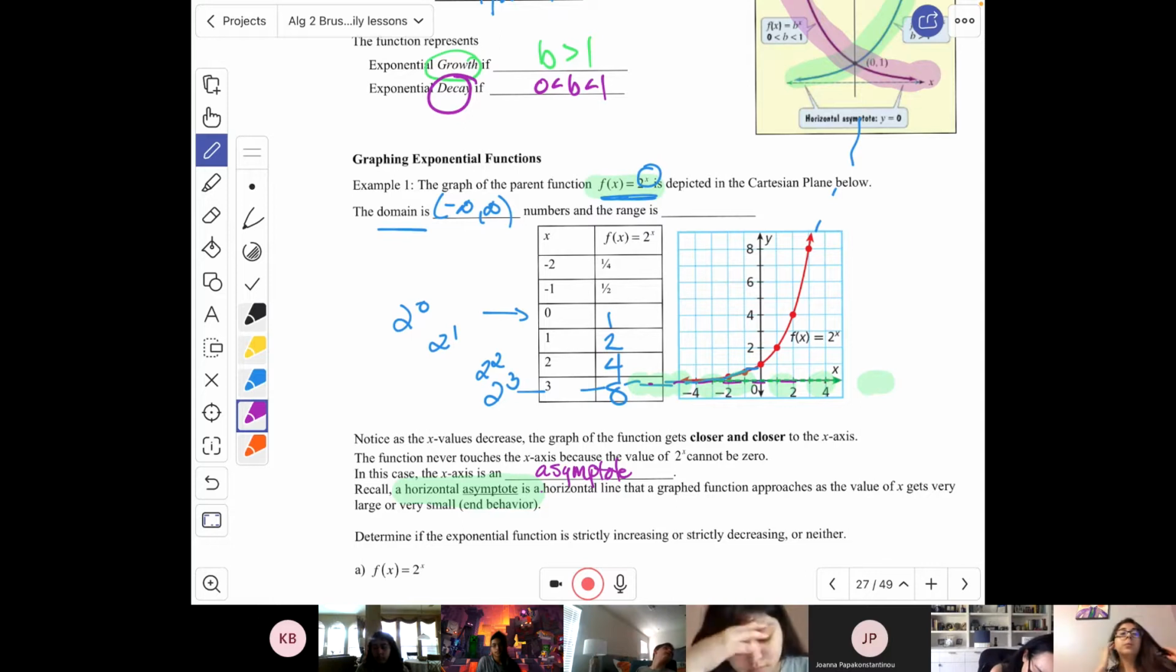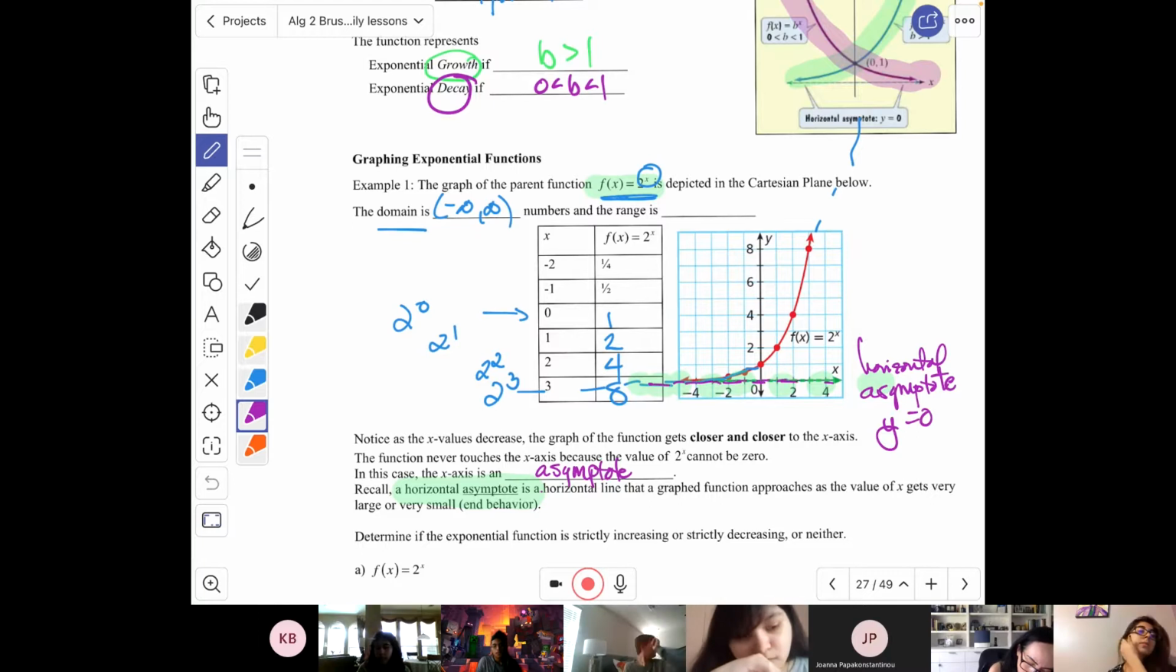So if I know I have a horizontal asymptote at the x-axis, so meaning at y equals 0, I never touch the x-axis. So if I never touch the x-axis, can you tell me what the range of this graph is, this parent exponential function y equals 2 to the x? Can anybody tell me what the range is? Our y values. Since we said it never touches the x-axis or goes below it, what is the range?